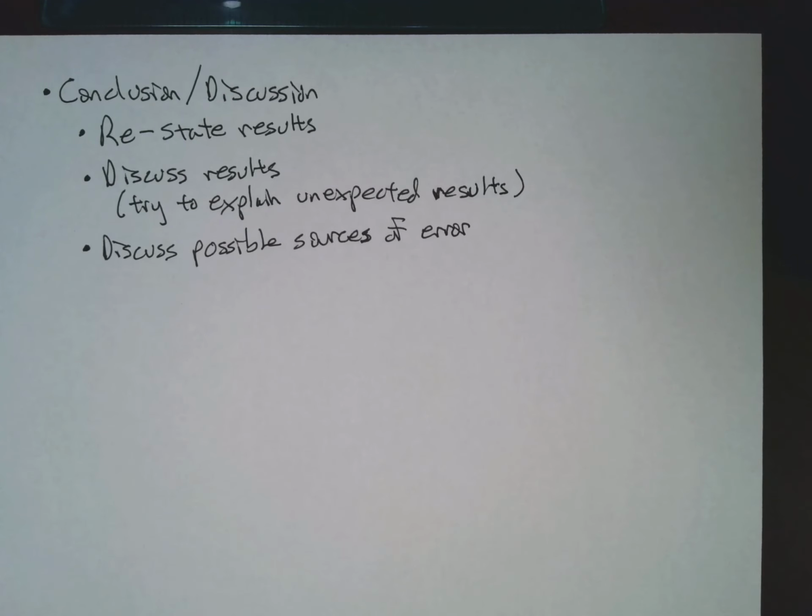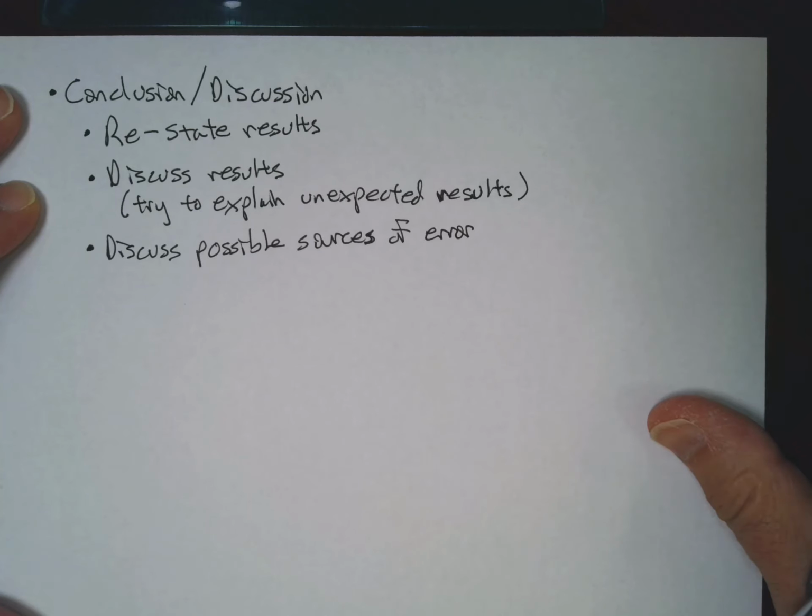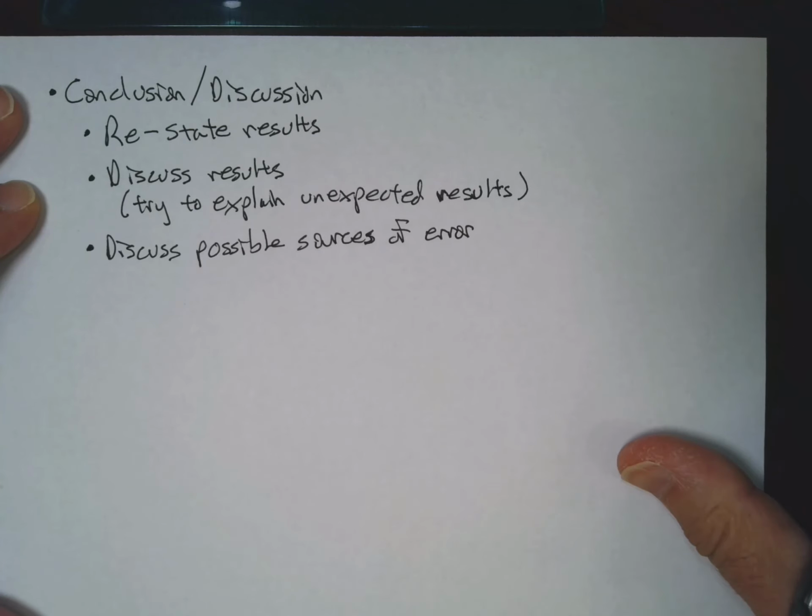So, why did you get a 5% error on the melting point? Why was your percent yield only 10%? Okay, and then if you have any other qualitative comments about difficulties you ran into in the lab, you can mention those as well.